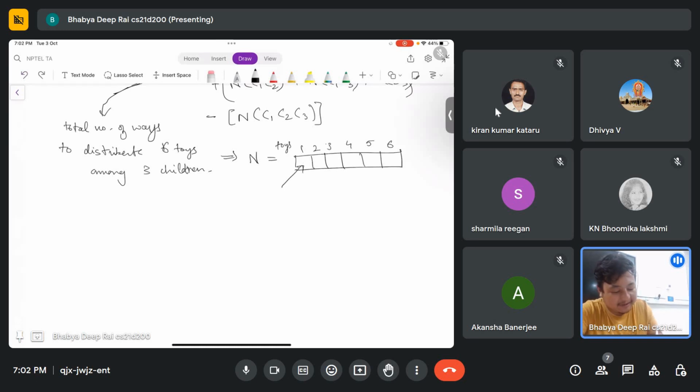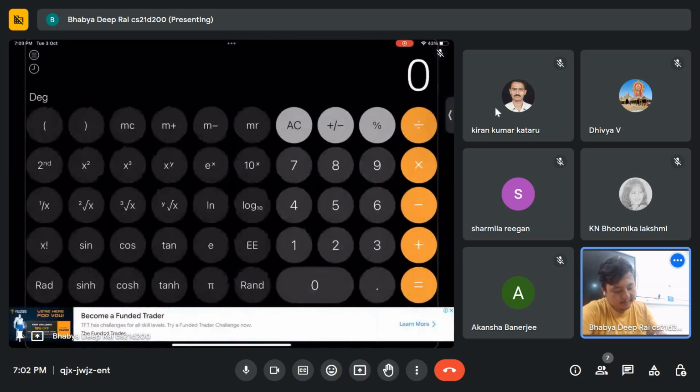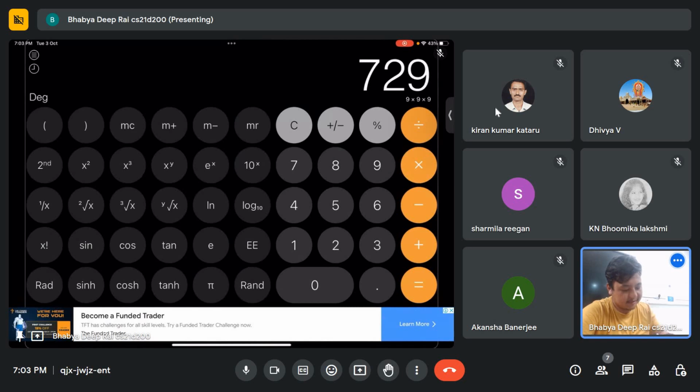Well, the first cell has 3 choices. That is, it can belong to 3 children. The next one also has 3 choices. The next one too has 3 choices. And 3, 3, 3, 3. So the answer is 3 times 3 times 3 and so on, which is equal to 3 to the power 6, which is equal to 9 to the power 3. What is 9 cubed? Let's see. 9 times 9 times 9. 729.